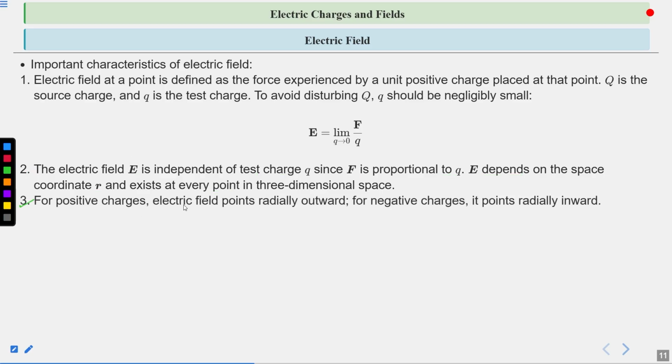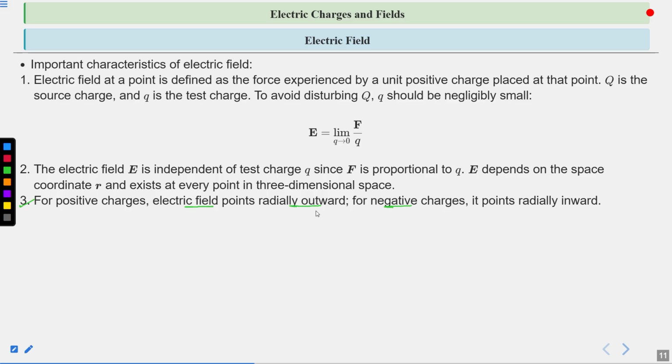For positive charges, the electric field points radially outward. This point is important. If the charge is positive, the electric field points radially outward. If the charge is negative, it points radially inward, towards the origin. Clear? So these are the important characteristics for positive and negative charges.